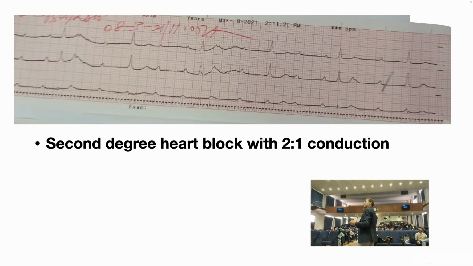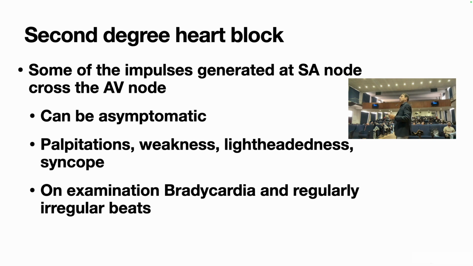This was an ECG taken at Services Hospital. Some of the impulses cross the AV node, others do not cross the AV node. In first degree heart block, all of them cross. In second degree heart block, some impulses cross the AV node, the others do not cross the AV node.